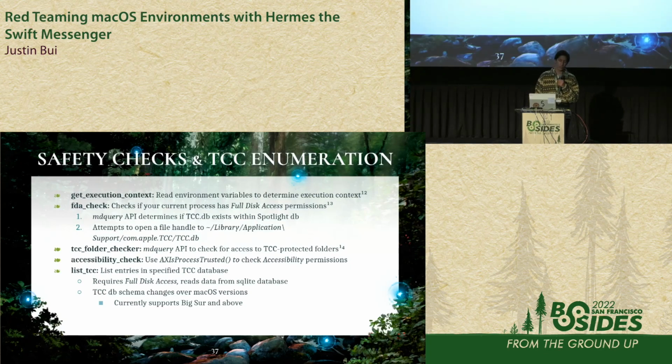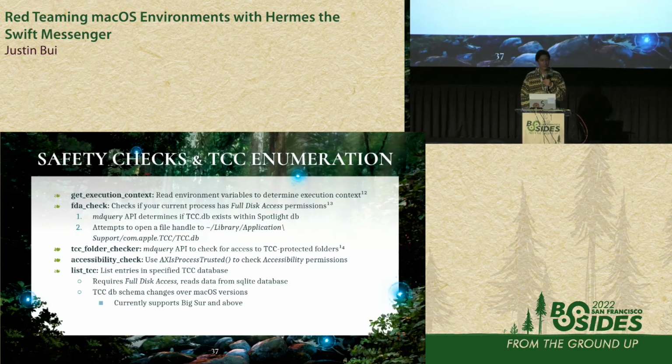The next situational awareness check I want to talk about is FDA check, or full disk access check. This will check if our current process has full disk access permissions, and there are two methods of doing this. The first is using the MDQuery API. The MDQuery API can be used to determine if the TCC database exists within the Spotlight database. Basically, if Spotlight has indexed the TCC DB, then we know we have full disk access permissions.